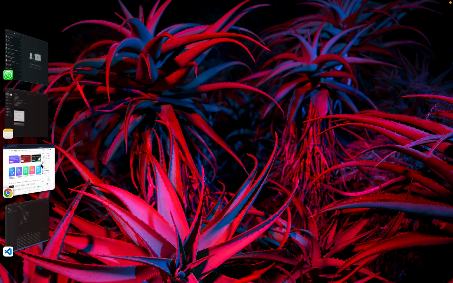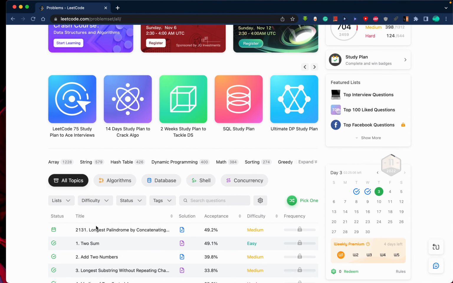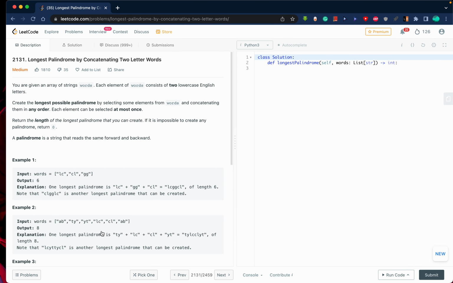Day of November LeetCode Daily Challenge. So today's problem is Longest Palindrome by Concatenating Two-Letter Words.